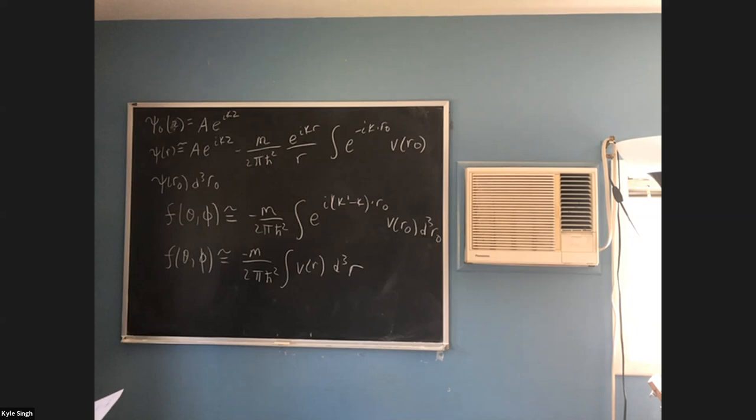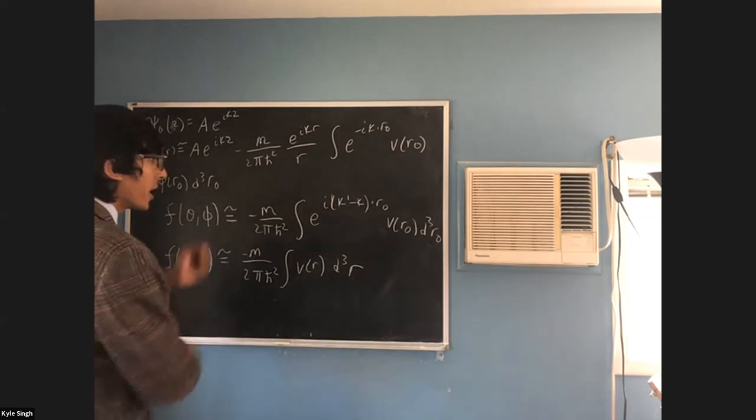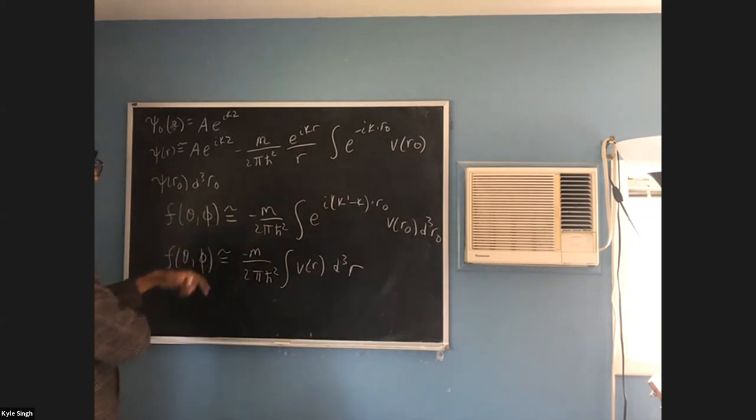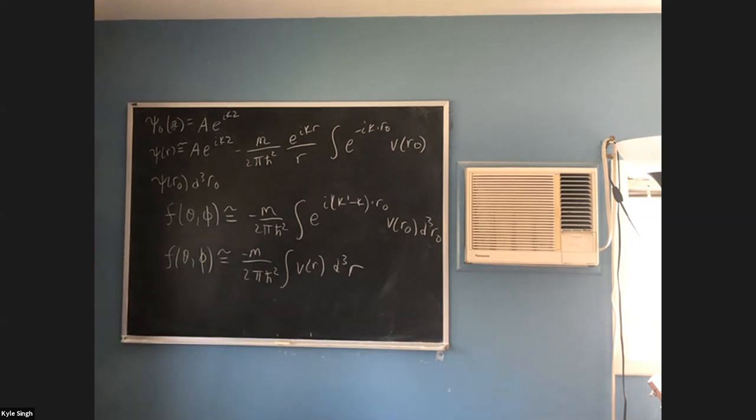Yeah. This is pretty much it. But let's discuss now what we got. Okay. Let me break this down. We have a phi dependence. We want f of theta, right? That's what we want. So I need to ignore.